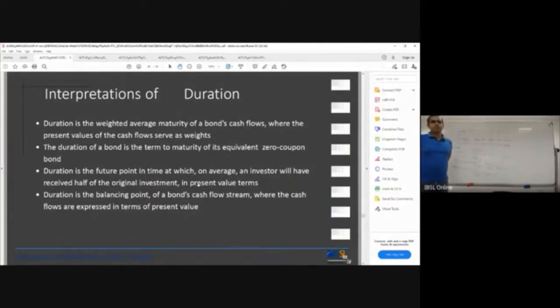Duration is the weighted average maturity of a bond's cash flows, where the percent value of cash flows serve as weights, right? It's what we did. Percent value of each cash flow are the weights. Duration of a bond is the term to maturity of its equivalent zero coupon bond. That's a very interesting point, right?